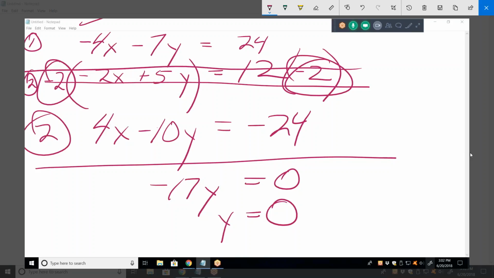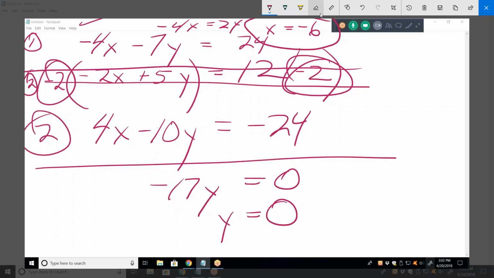There's nothing going on there. So negative 4x and 0 equals 24. So it'll just be negative 4x equals 24, and it'll be negative 6. There you go. See how simple that was, and there was no chance of a mistake.